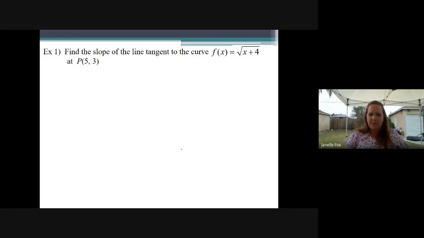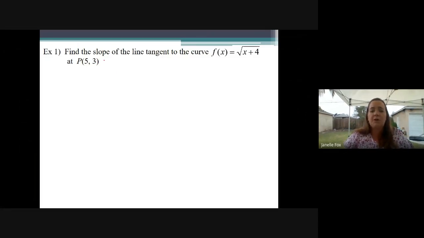Okay, so this is example number 1. It says find the slope of the line tangent to a curve, f of x equals the square root of x plus 4, at the coordinate P is 5, 3. Now, is 5, 3 really on this curve? And you could plug it in and decide yes. If you plugged in 5 for x, 5 plus 4 would be 9, and the square root of 9 is 3. So this totally checks out, okay?